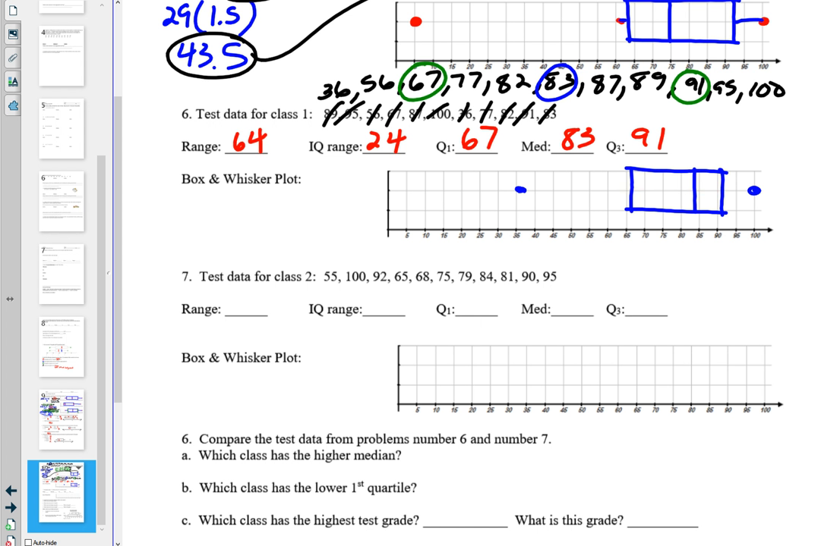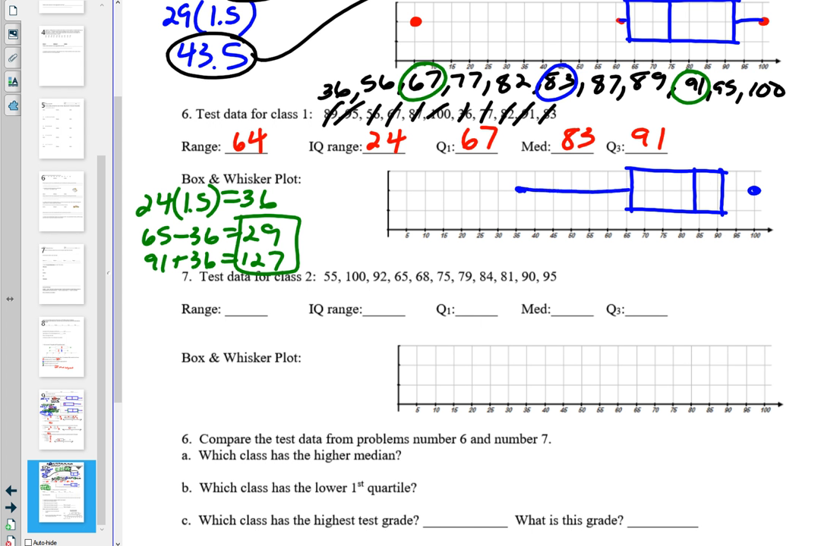My interquartile range here is going to be what we said is 24. We like even numbers because 24 times 1.5 is 36. So I'm going to get 67, which is the low end, minus 36, that gives me 31. On the high end, 91 plus 36 is 127. So do any of the numbers fall outside of the low end and 127? Is there any number that's less than the low end or greater than 127? No. So actually this doesn't have any outliers. I can take the whiskers all the way to the max and the min.